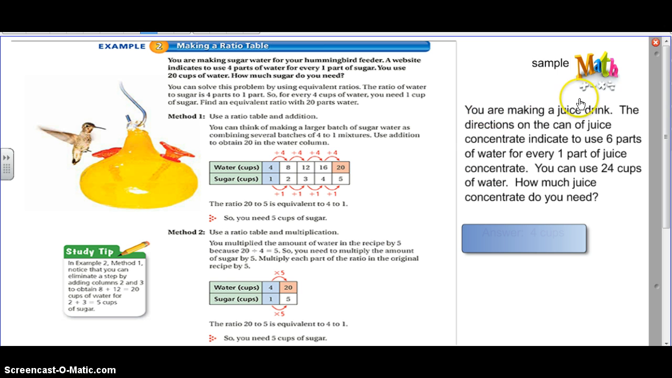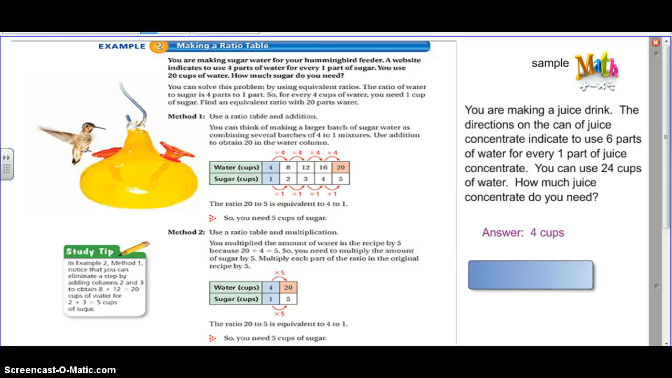All right, let's take a look at this. You are making a juice drink. The directions on the can of juice concentrate indicate to use 6 parts of water for every 1 part of juice concentrate. You can use 24 cups of water. How much juice concentrate do you need? Again, in your spiral, draw the chart and come back for the answer. The answer, 4 cups.